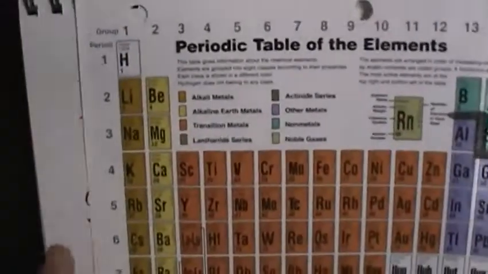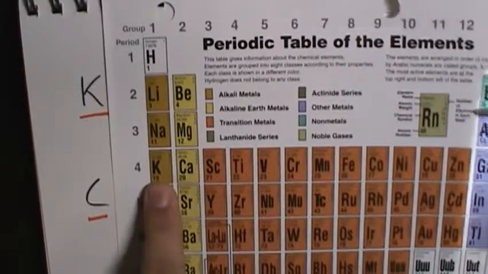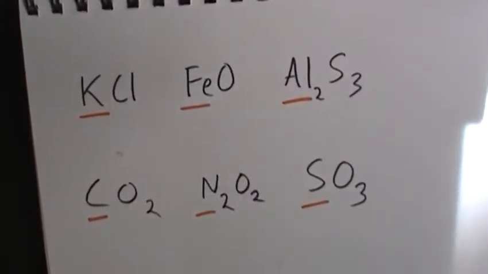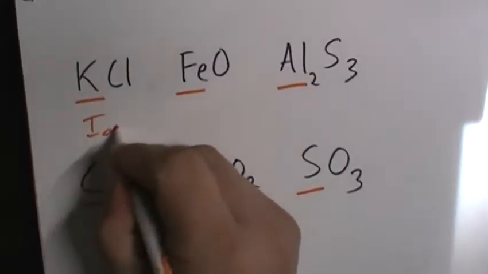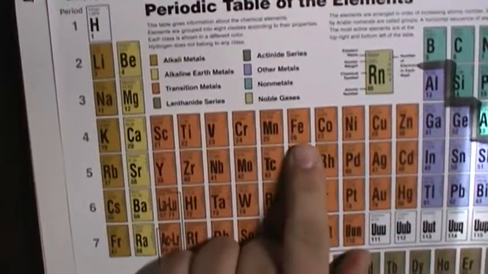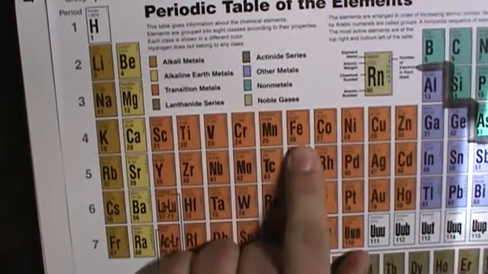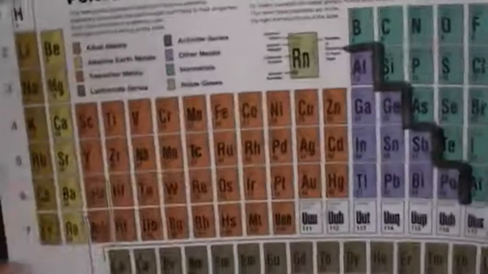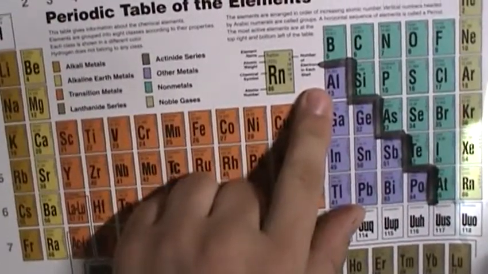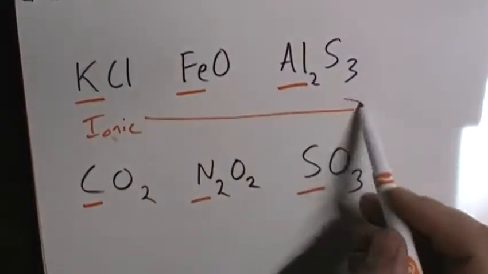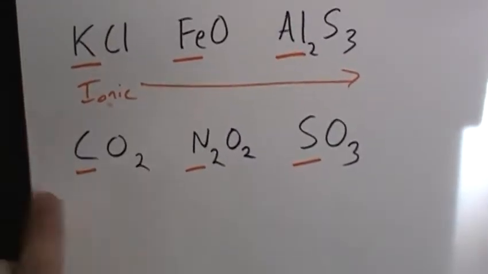And we find them on the periodic table. Potassium is a metal, which means this compound is going to be ionic. We look up iron. Well, you know what it's going to be, but let's just make sure on the periodic table. It's right here. It's a transition metal, so a metal, which means ionic. Aluminum touches the staircase, but still a metal, so ionic. All three of these are ionic compounds.